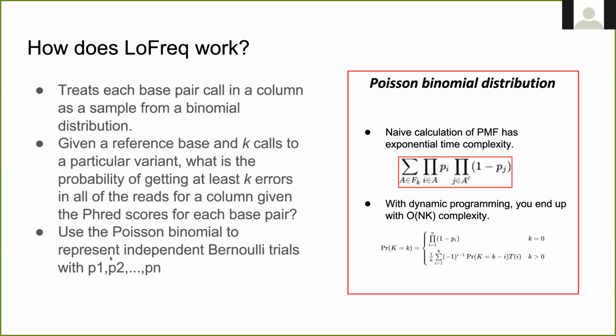So essentially, LowFreq treats each base pair column as a sample from the binomial distribution. To give a quick example, if we have a reference base and k columns to a non-reference base variant, what's the probability of getting at least k errors in all of the reads for that column, given their Phred scores? So essentially, we're asking what's the probability of getting more than k errors if the probability of an error for each read is given by the Phred score.